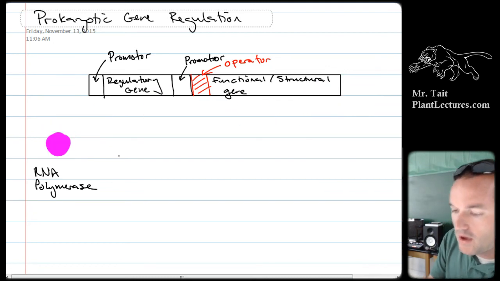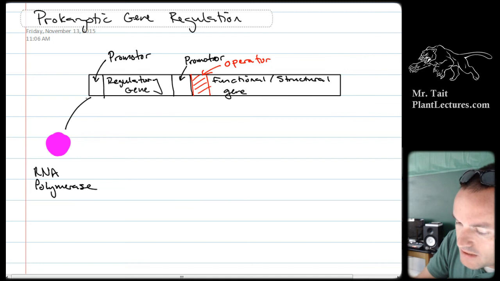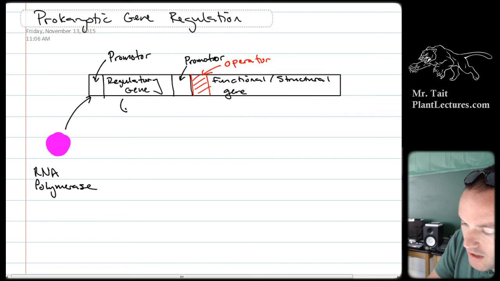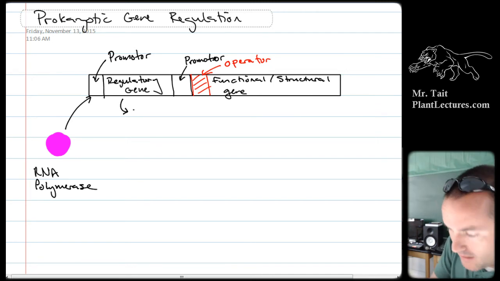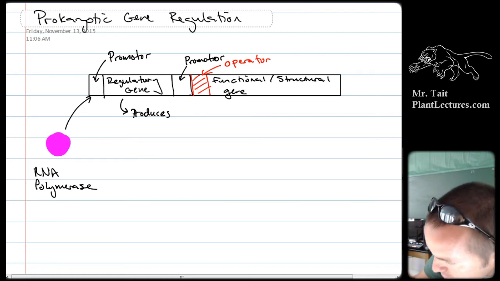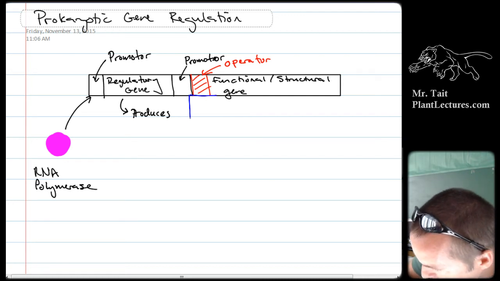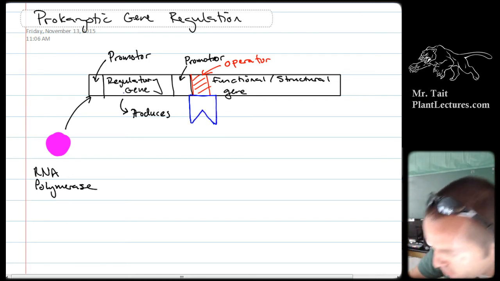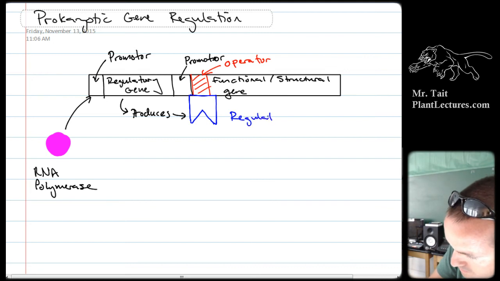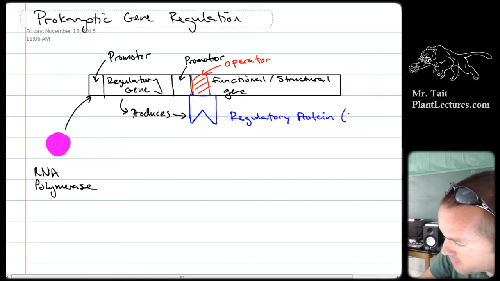Yes. Okay, good. The difference is that once this goes and attaches to the promoter, it's going to produce this regulatory gene, and the regulatory gene produces a regulatory protein, and the regulatory protein is one that attaches to the operator. This is called a regulatory protein, and sometimes called the repressor.